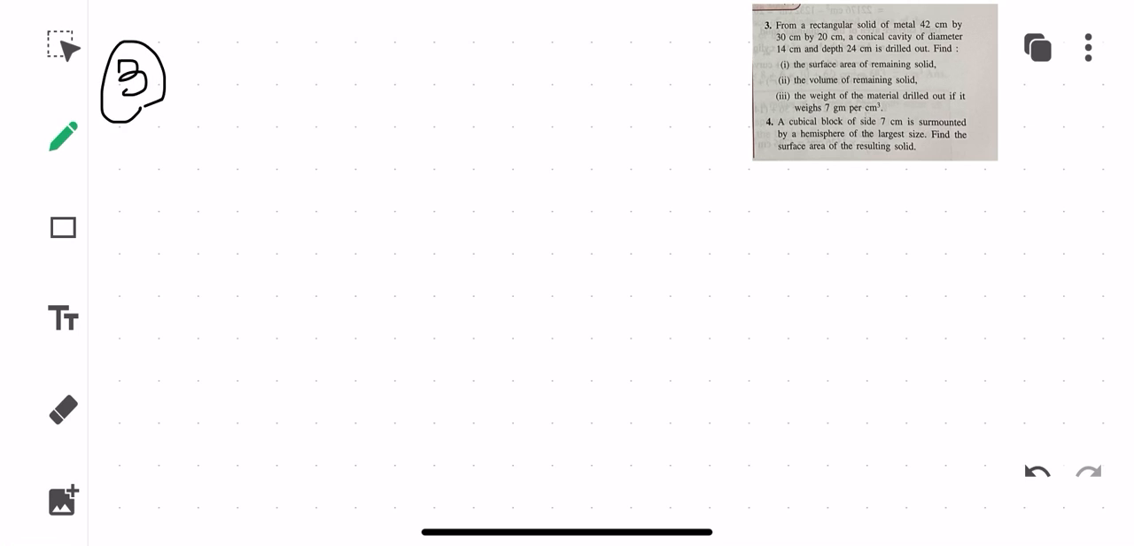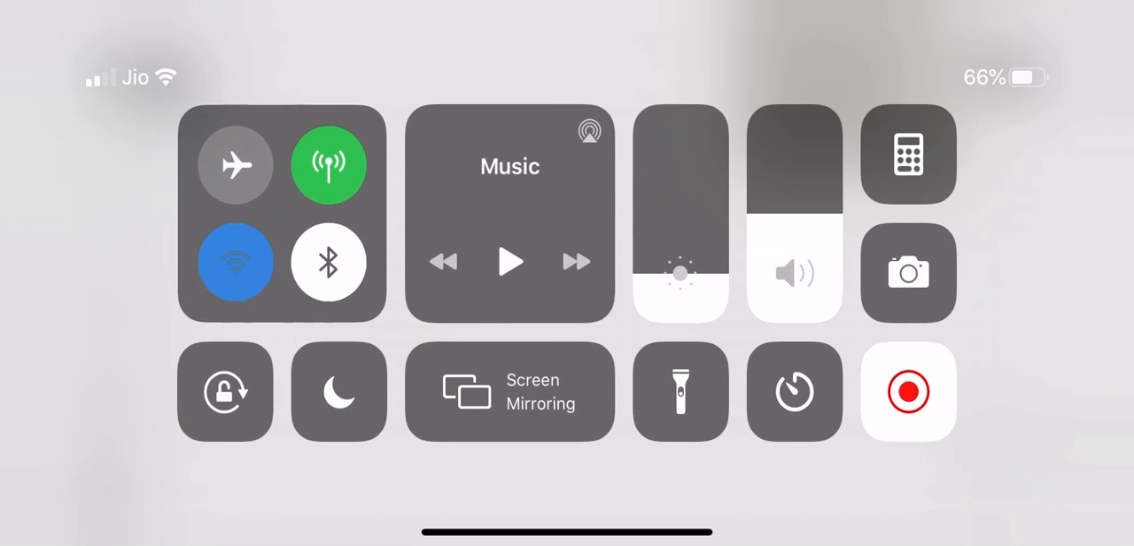It says from a rectangular solid of metal 42 centimeter by 30 by 20. Okay, so basically this is a cuboid that we are talking about, a conical cavity of diameter 14 centimeter and depth 24 centimeter is drilled out. Okay, so this is what they are saying. Now what does this mean, children?